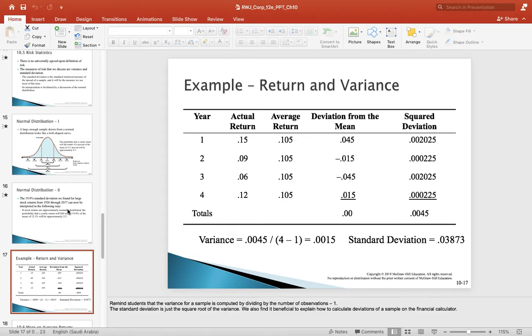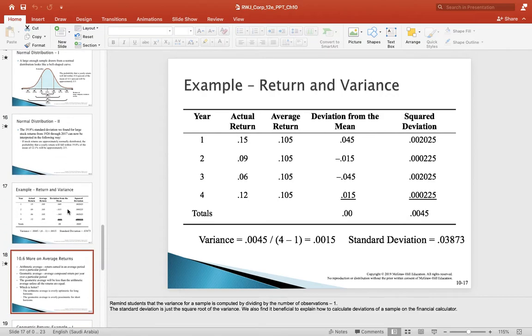Standard deviation is the square root of the variance. The square root of 0.0015 is equal to 0.03873. That is the standard deviation of the series, or 3.873%. This is the way we calculate the standard deviation.